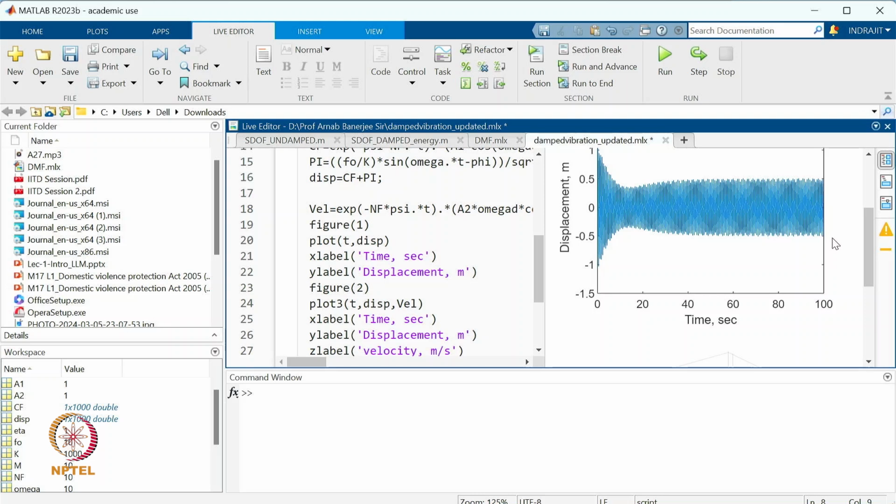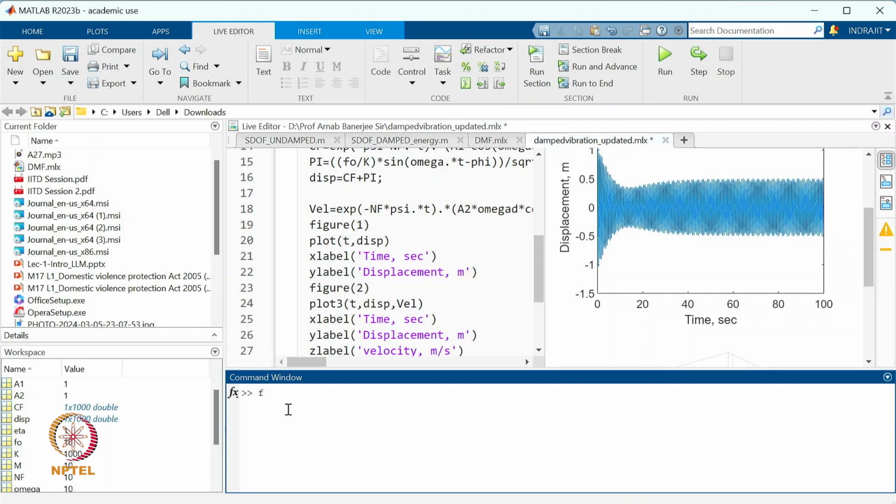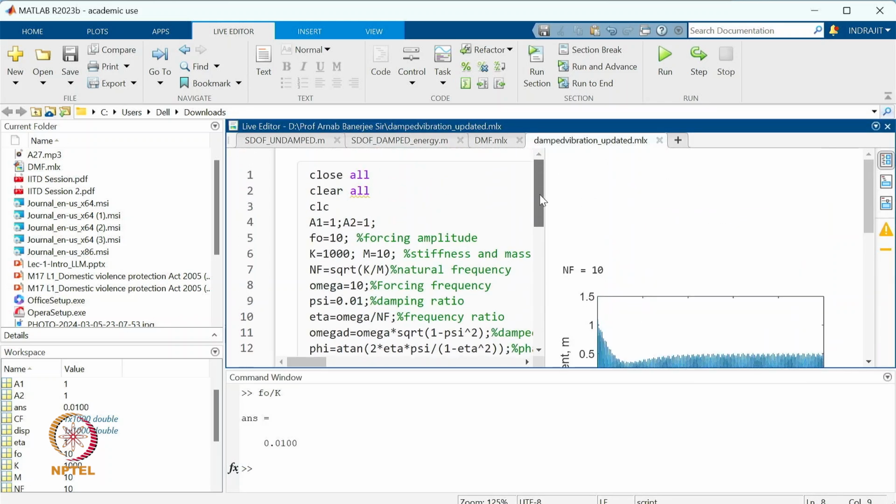Actually, here what happened is the amount of initial condition is much more compared to the displacement, meaning compared to f0 by k. If I quickly calculate f0 by k, that is f0 by k. So what should we do? We should make it also less, because then I can compare, otherwise it's too far outside.